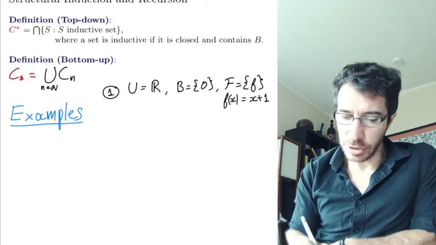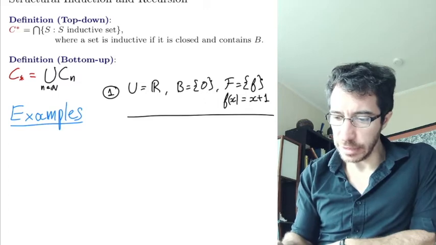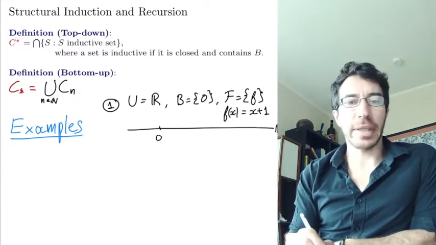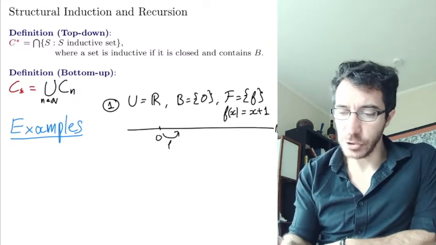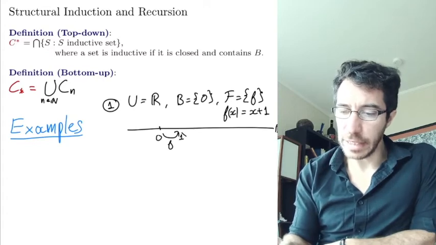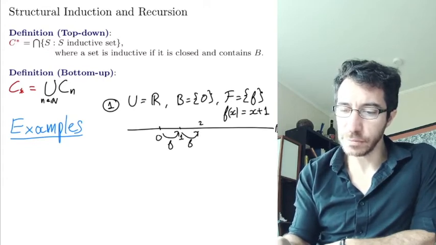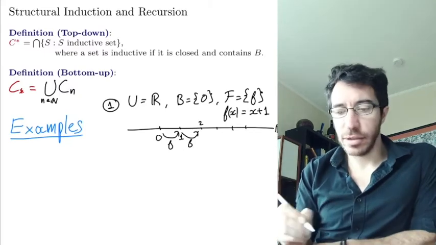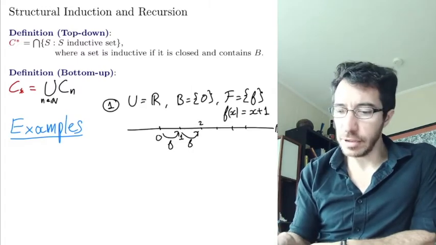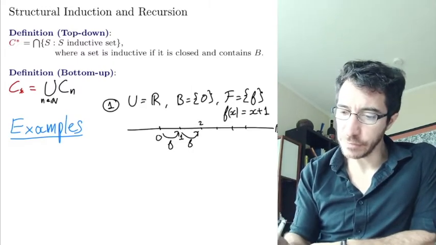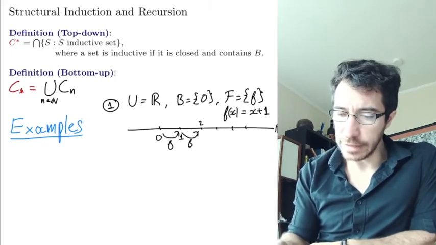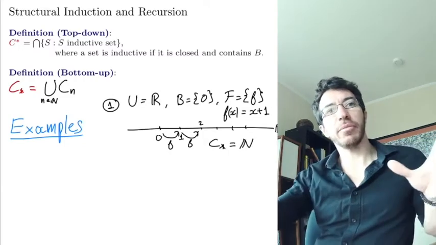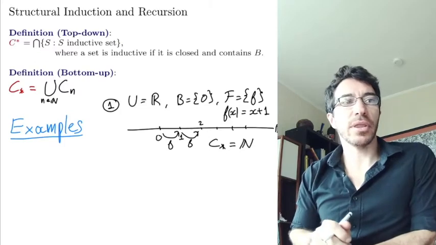So let's do a little picture. If here is the real line, and then right here is 0, when you apply f, you get to 1, you apply f, you get to 2, and then to 3, and then to 4, and to 5. So the closure of 0 under this function, the C star, is going to be the natural numbers, right? So we start applying f more and more and more, we're going to end up with all the natural numbers.